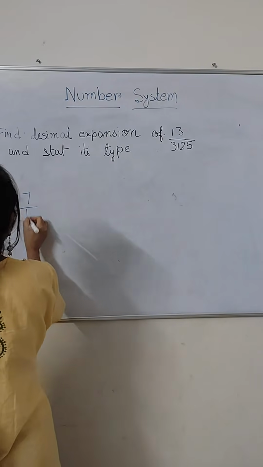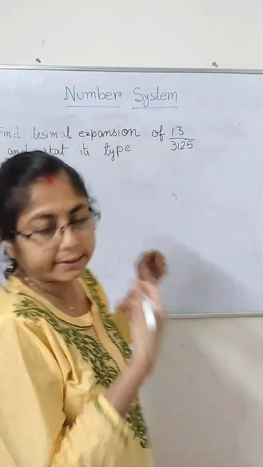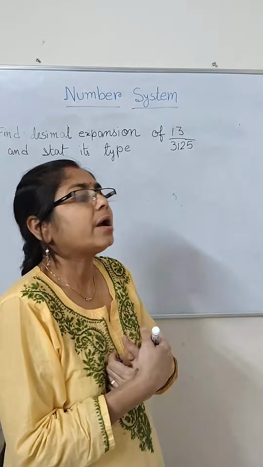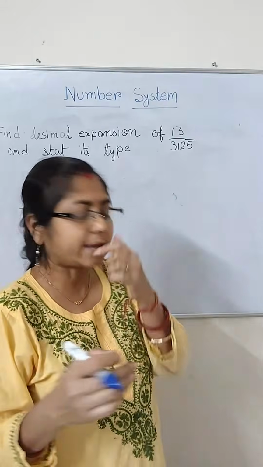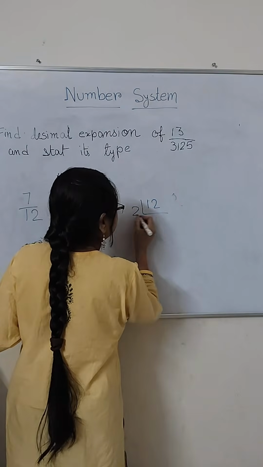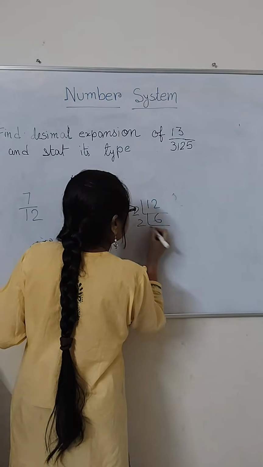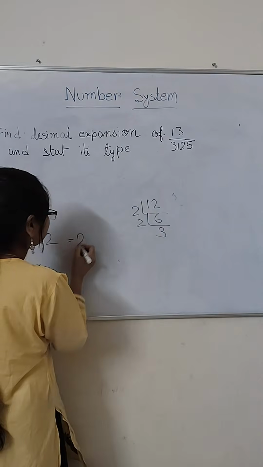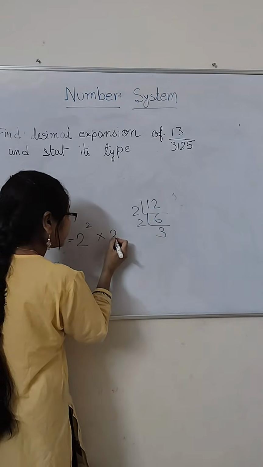7 by 12. You check that. If you think I divide it and do this one, if recurring is coming and this one I decide no. You just do it by 12. You apply the prime factorization method. It is check. 12 is equal to 2 square into 3.